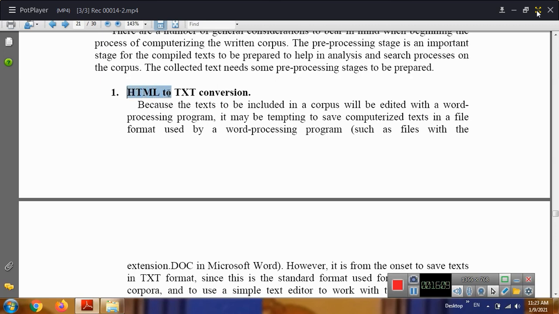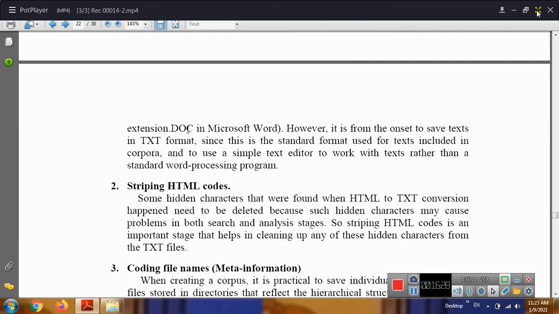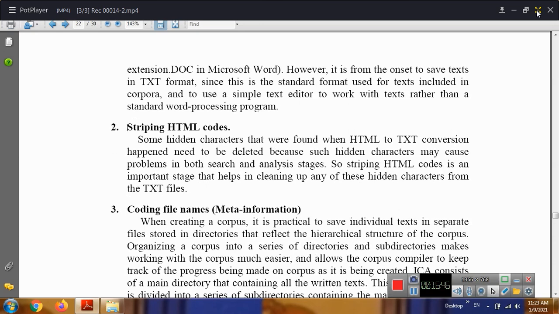The collected text needs some pre-processing to be prepared, for example, HTML to text (TXT) conversion. Because the text to be included in a corpus will be edited with a word processing program, it may be tempting to save computerized text in a file format used by the word processing program, like for example .doc. However, it is better from the onset to save text in text format, since this is the standard format used for text included in corpora, and to use a simple text editor to work with text rather than a standard word processing program.